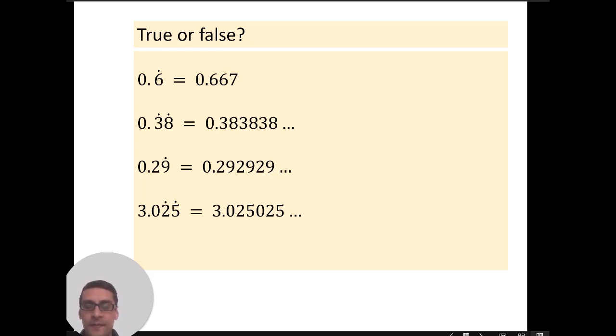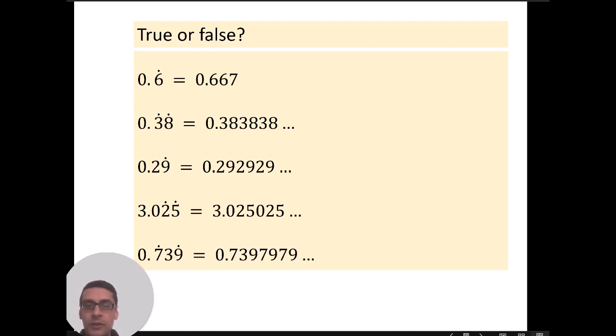True or false? 3.025. And hopefully you've spotted that the 25 is the recurring part. The 0 doesn't repeat. So it should be 3.025252525. So that 0 is where the mistake has happened.